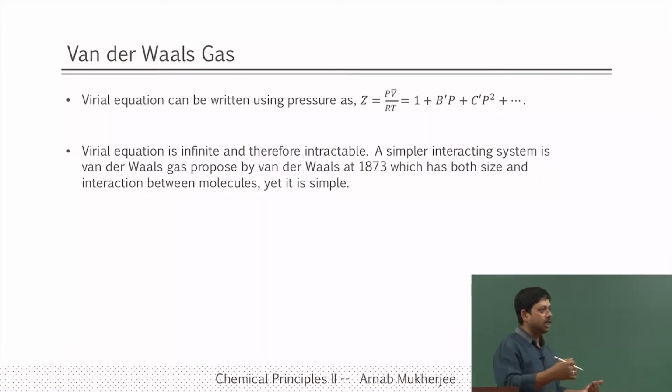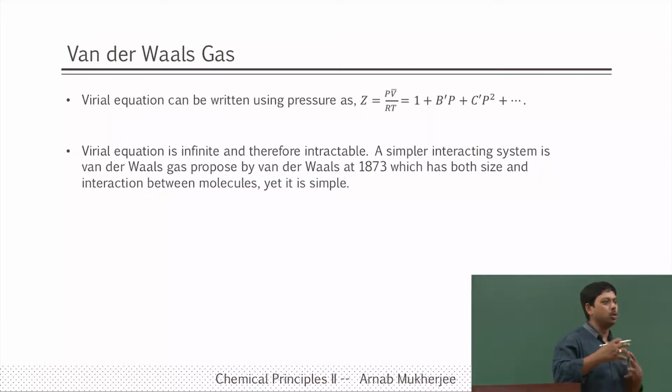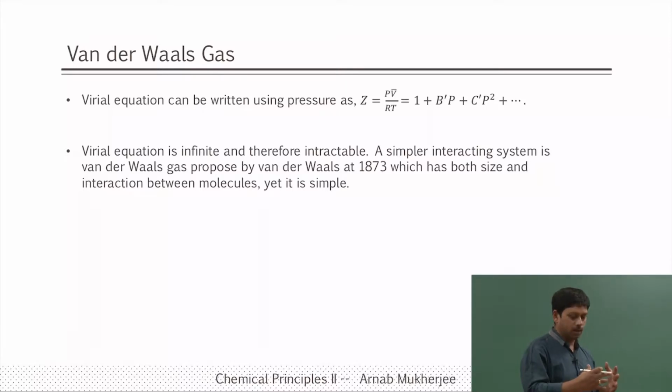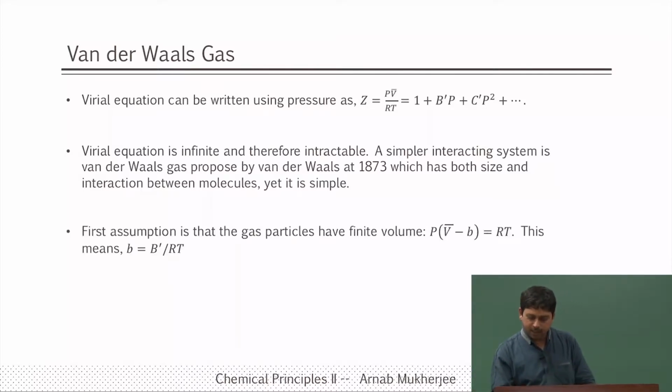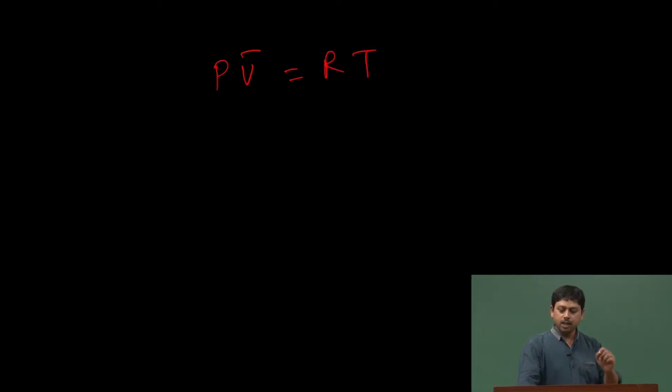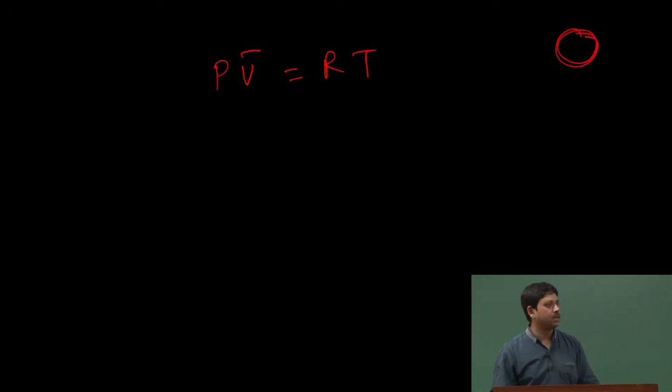It was proposed by van der Waals to understand how interacting gas molecules would look. So, what will be the equation of state for a simpler interacting system, not as complicated as a real gas, nor as simple as an ideal gas, somewhat in between, a compromise? The first assumption is that we have PV equal to RT, with the condition that there is no interaction between the particles, and therefore two particles can even overlap on top of each other.